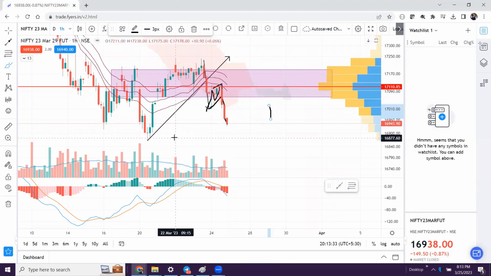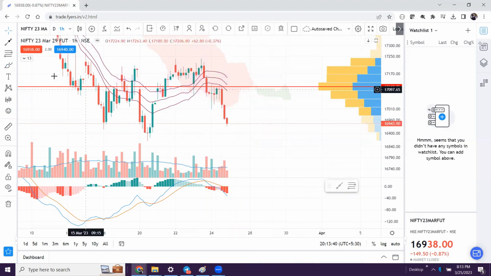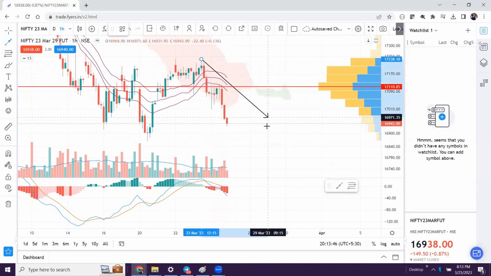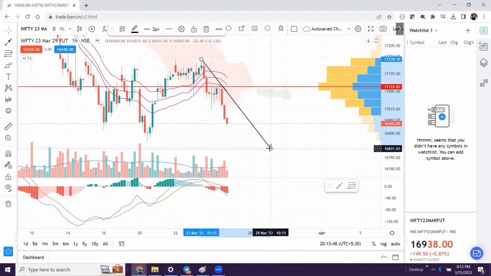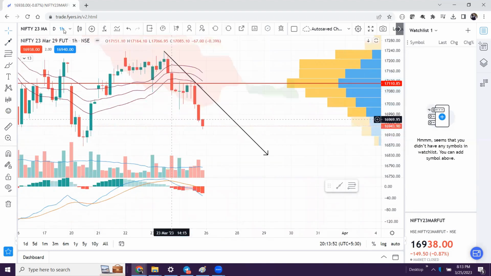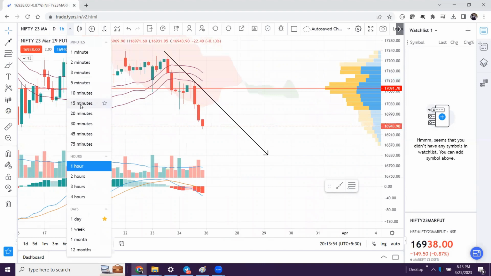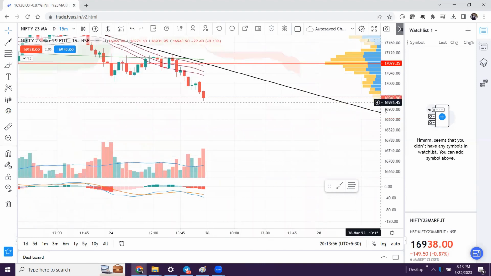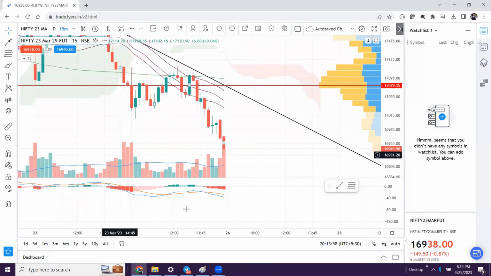Now let me clear this first and see what trend line we can draw. For this point and this point, we are getting two impulsive moves, so we can connect this as the trend line. Now let me change it back to the 15-minute chart. Now what are the possible cases here?